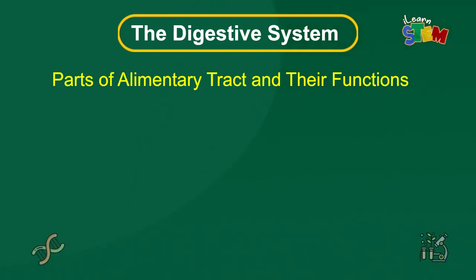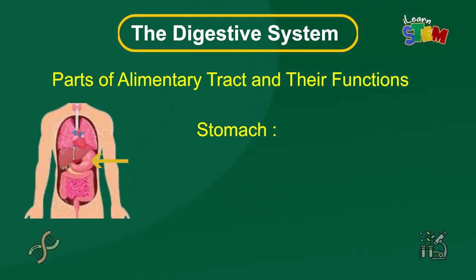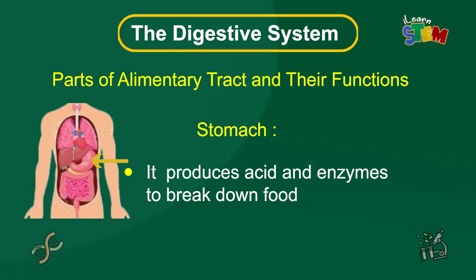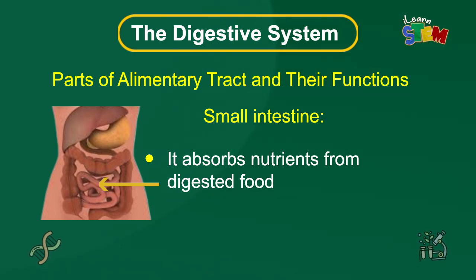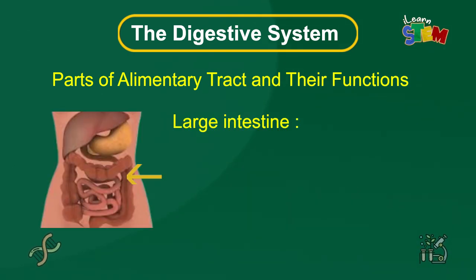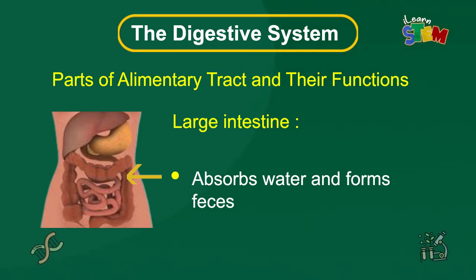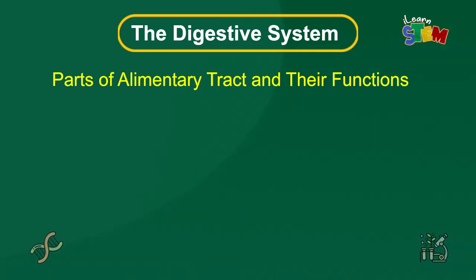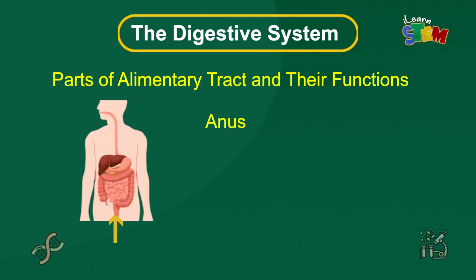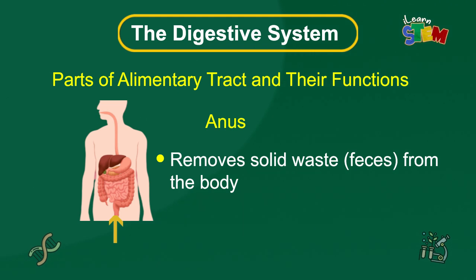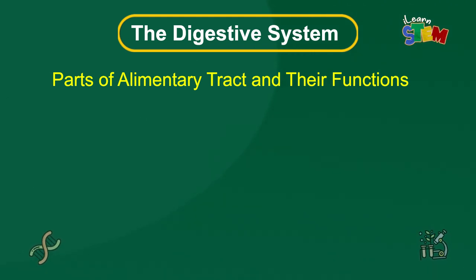Now, let's continue. Another part of the alimentary tract is the stomach. It produces acid and enzymes to break down food. Next is the small intestine. It absorbs nutrients from digested food, while the large intestine absorbs water and forms feces. Then, the rectum temporarily stores solid waste, and the anus helps remove solid waste from the body. If you have come this far with me, well done, you're doing great.